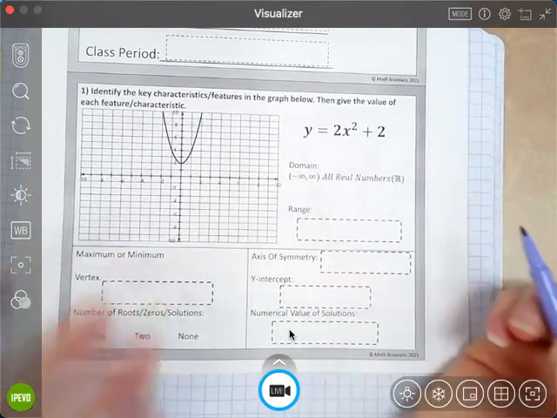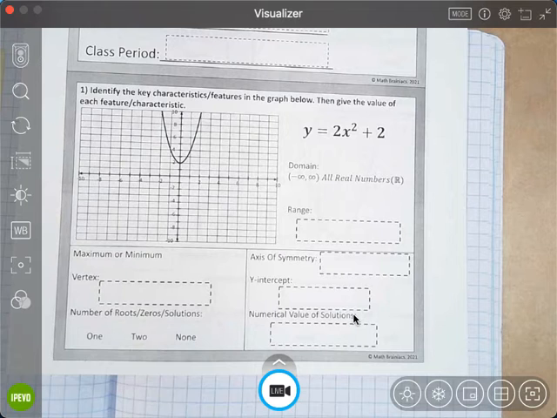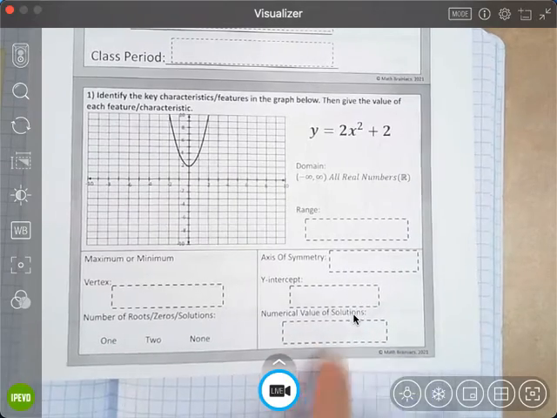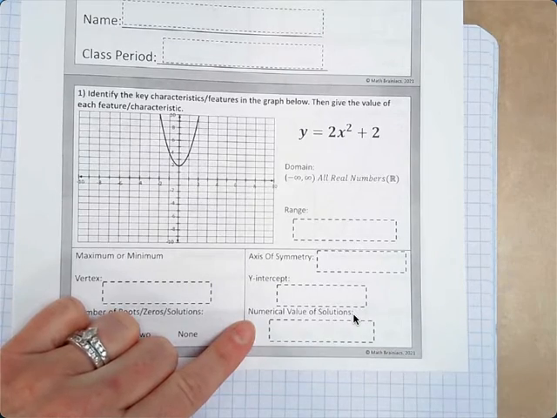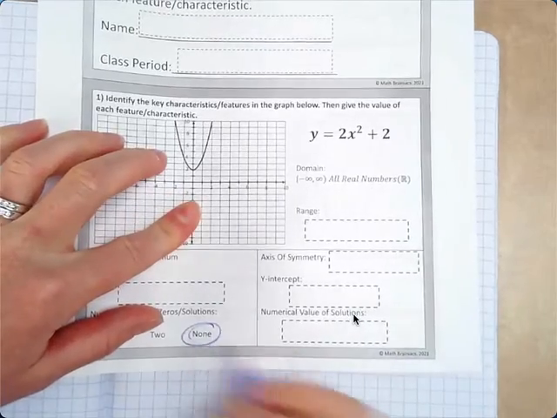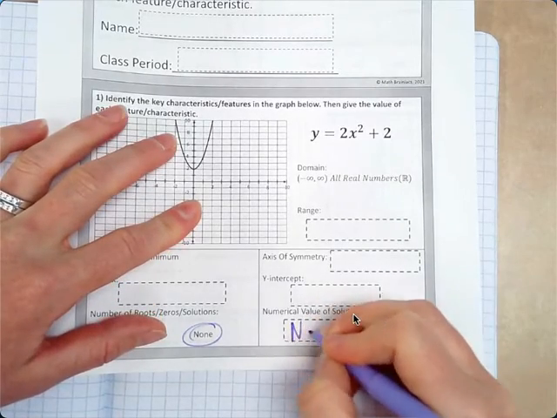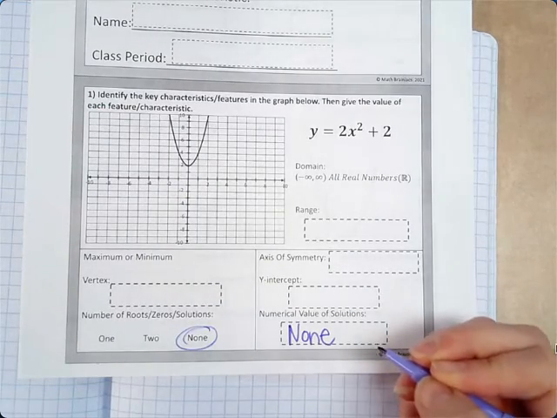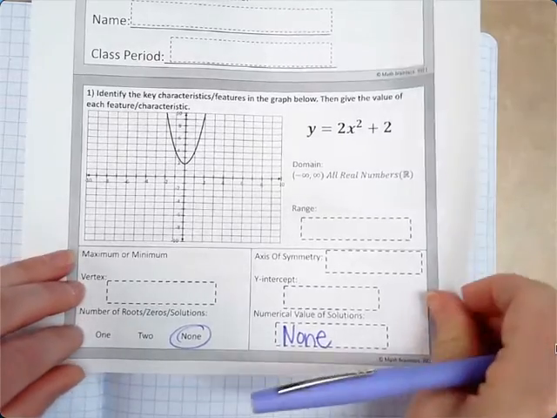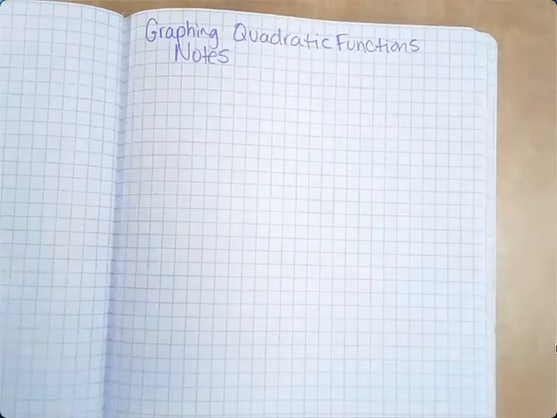we have a function 2x squared plus 2, and we're asked for domain, range, axis of symmetry, max, min, vertex, y-intercept, number of roots, 0 solutions, and then numerical value of our solutions. So for numerical value, that'll actually be what x is. On this one, there are none, so you will have none here as well, because we can't write what the numerical values are because there aren't any. On number 3, let's look at that one.